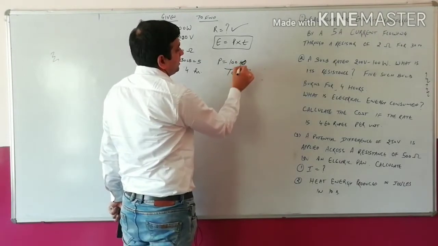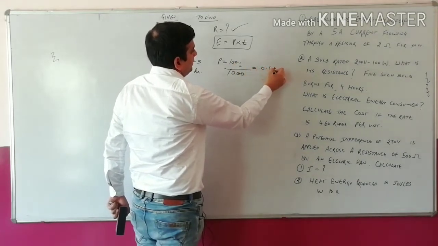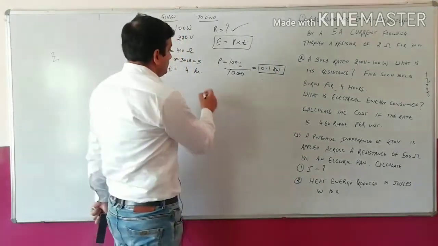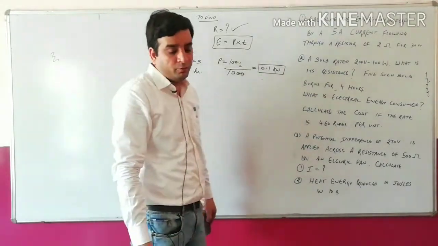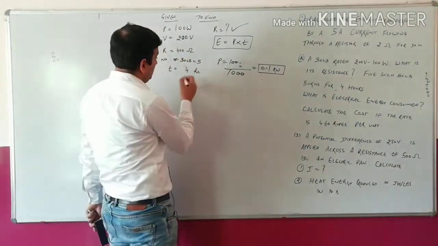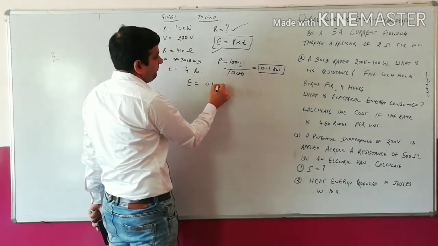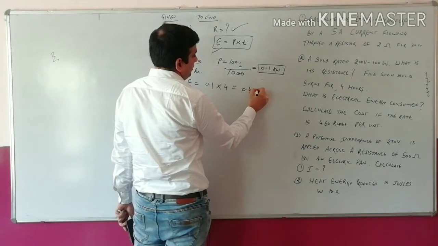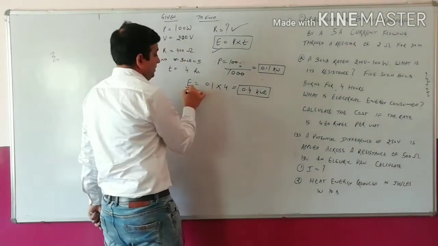Divide by 1000. By dividing by 1000, you will get 0.1 kilowatt. It is the power of a single bulb. So now power we have already calculated. Time is 4 hour. So for time is 4 hour, we will use this formula. E is equal to power, 0.1. Time is already given in hours, so it will be 0.4 kilowatt hour.